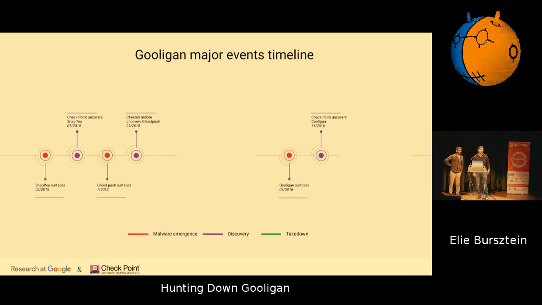again discovered by Checkpoint. And Gooligan innovated, as we said, because it used OAuth tokens to do fraudulent abuse. And a few days after it was discovered, when we started to collaborate with Checkpoint, we were able to take down Gooligan, and we're going to tell you about this brief period of time.